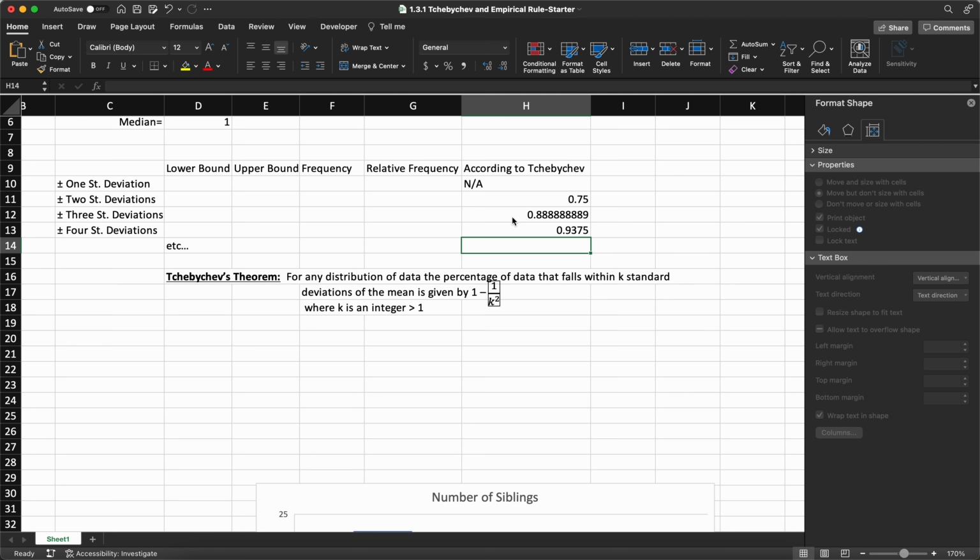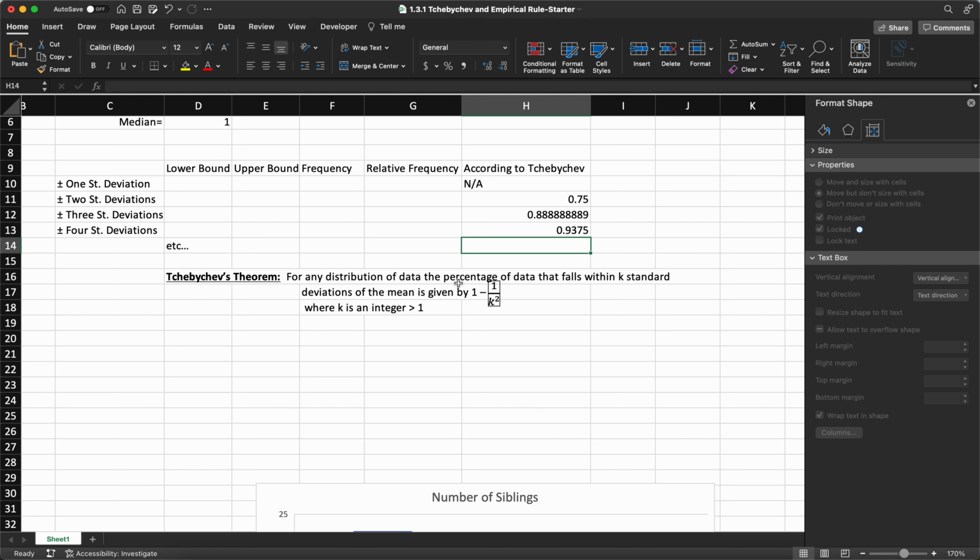Okay, so that's what Tchebychev's theorem says, and we can keep going to 5, 6, 7, 8, however many standard deviations you want to go. Because it's 1 minus 1 over k squared, this will never actually get to 100% of the data falling within a certain number of standard deviations, but it's going to get closer and closer.